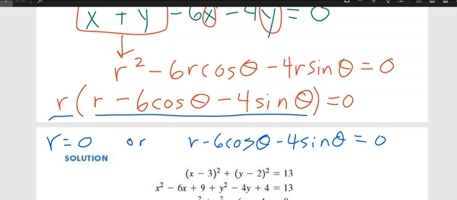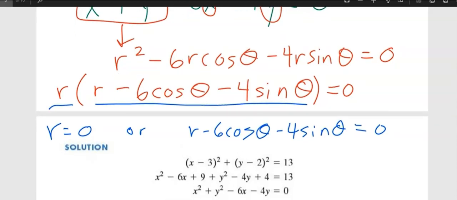Now, what do you have over here? We have r, let's lock it in place. We have r equals, if I move these two terms to the other side, I get r equals 6 cosine theta plus 4 sine theta.